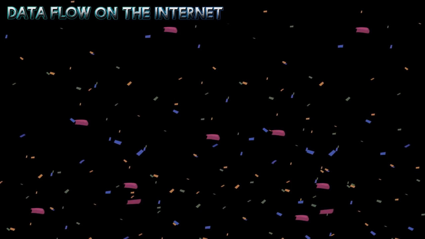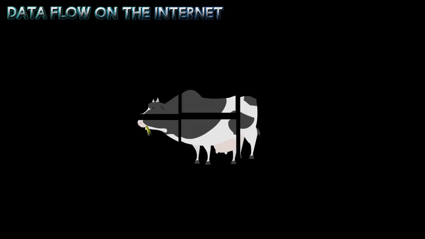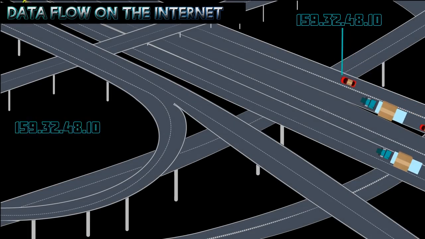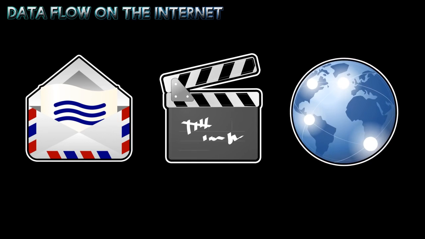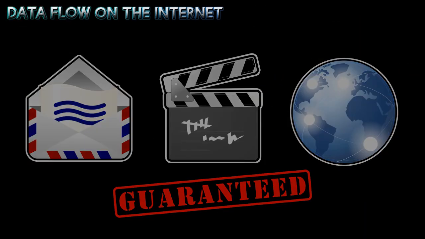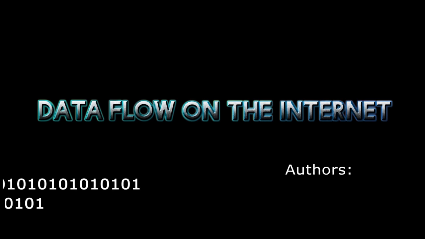This concludes our journey of data flow over the Internet. A few key points to remember are: all data is broken into smaller parts for transmission over the Internet. Not all data packets take the same route between the sending and receiving computers. The application used to send the information determines if the delivery of the data packets is guaranteed. The speed at which data packets travel is affected by Internet traffic. You have completed Data Flow on the Internet.